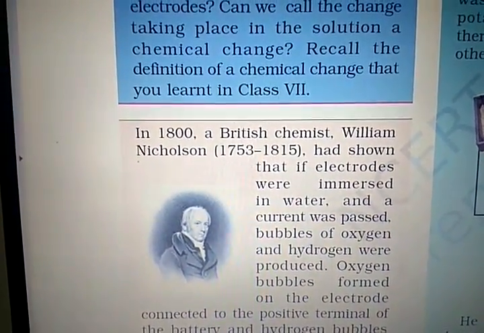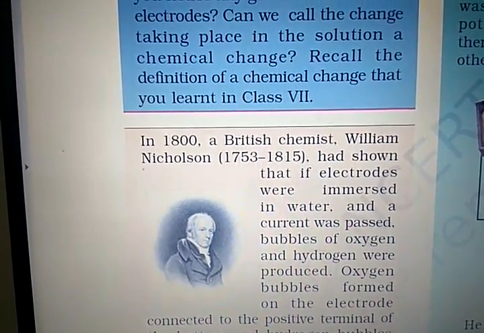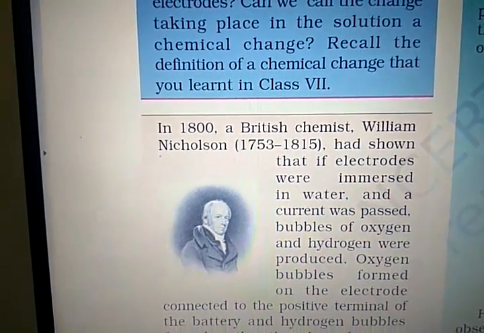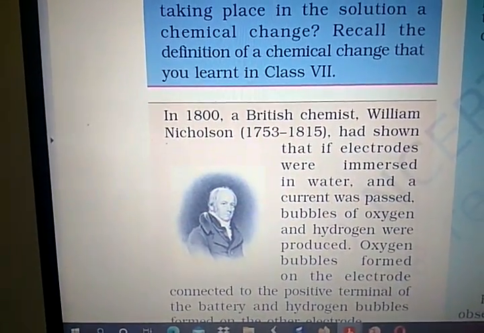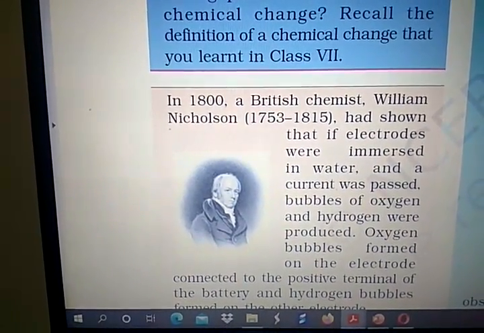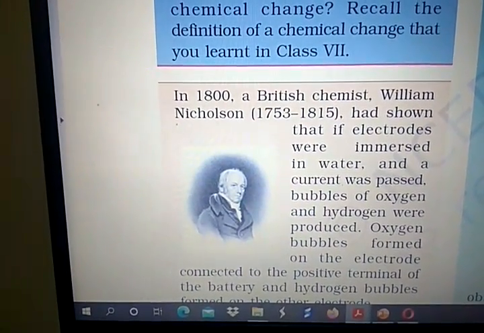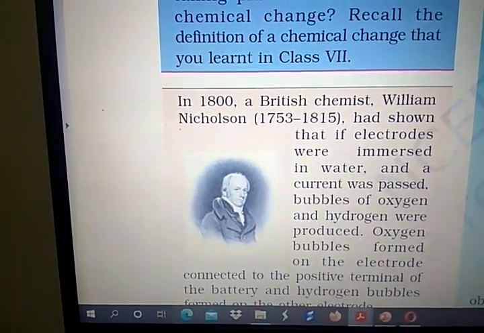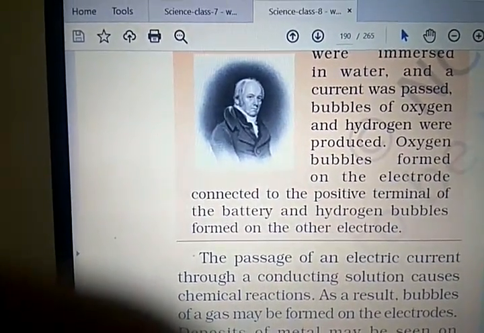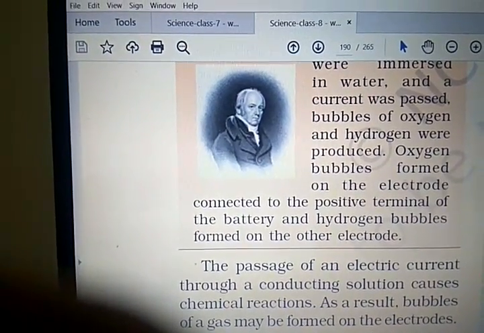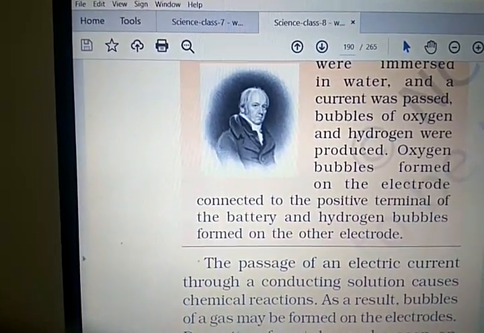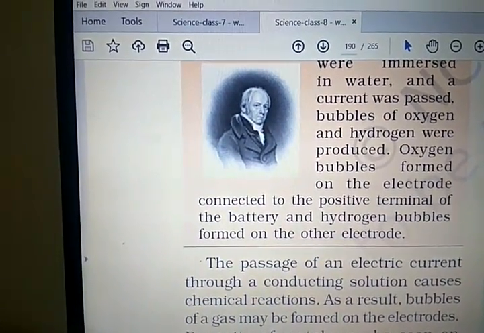In 1800, British chemist William Nicholson showed that when electrodes were immersed in water and a current was passed, bubbles of oxygen and hydrogen were produced. So in this electrolysis process, you can find bubbles of hydrogen and oxygen. Oxygen bubbles form on the electrode connected to the positive terminal of the battery, and hydrogen bubbles form on the electrode connected to the negative terminal.